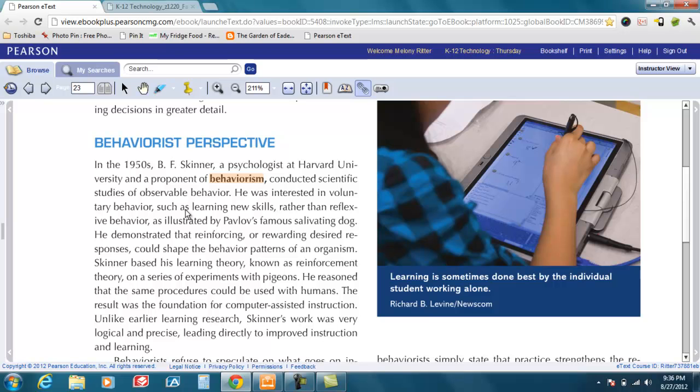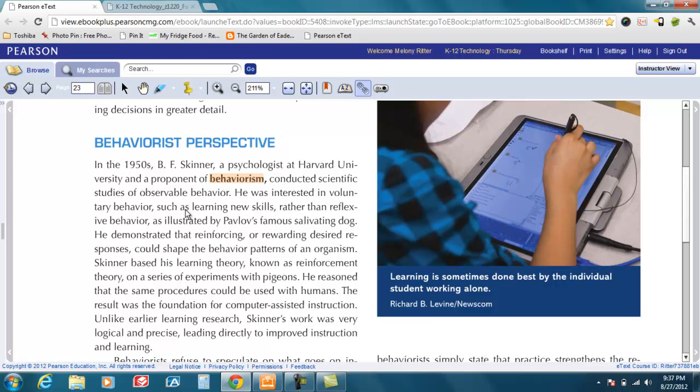So he worked with animals some. He based his learning theory, known as reinforcement theory, on a series of experiments with pigeons. He reasoned that the same procedures could be used with humans, and the result was the foundation for computer-assisted instruction. Unlike earlier learning research, Skinner's work was really logical and precise, and it directly improved instruction and learning in many ways.